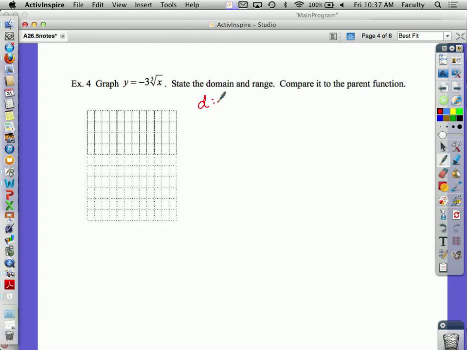All right, so this is y equals negative 3 cube root x. So domain and range I can do easily. You're going to use your standard table. So I'm going to give you a head start, and I want you to plug in the x values and do the corresponding y values. And then plot it.